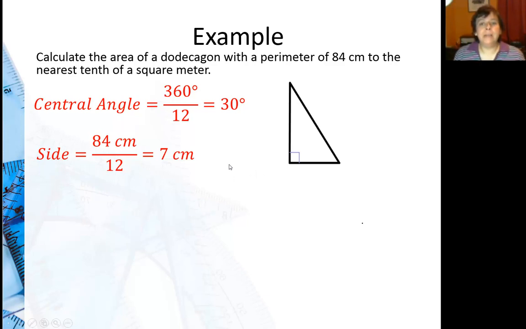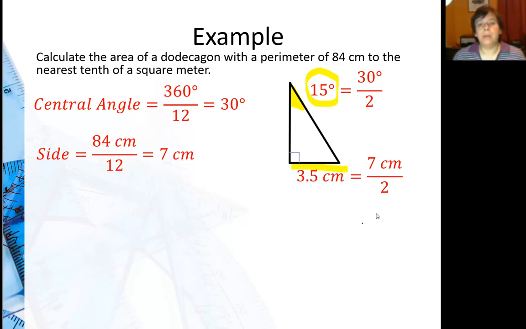So now I can set up this triangle here, and I know the angle that's right here is going to be 15 degrees. How did I get that? I took my central angle and divided it by 2, since it comes from the triangle that I'm cutting in half. Also, I know this base here will be 3.5 centimeters because I'm also cutting that side in half. 7 centimeters divided by 2 is 3.5. And this vertical leg is the apothem.